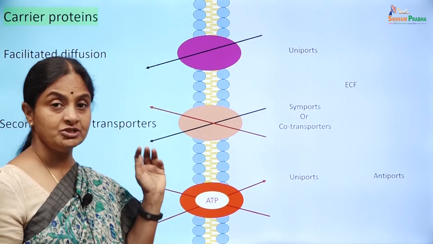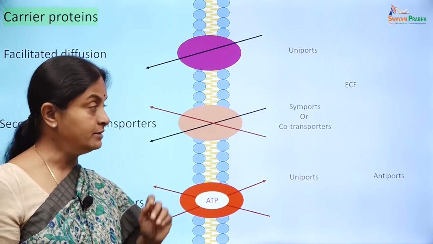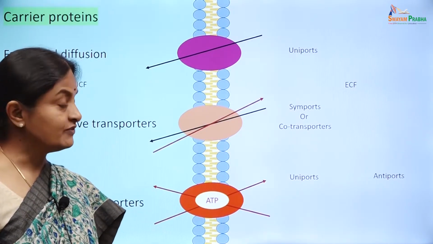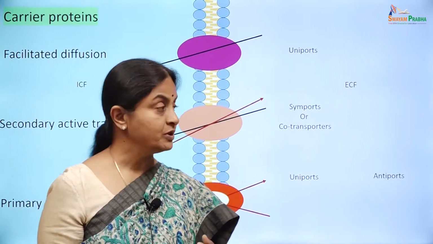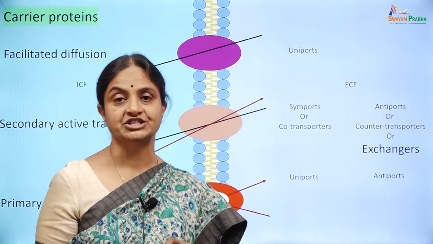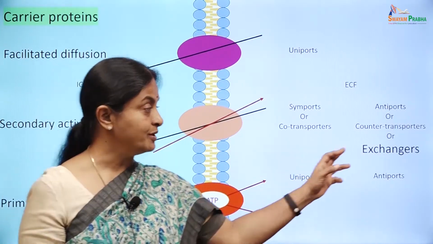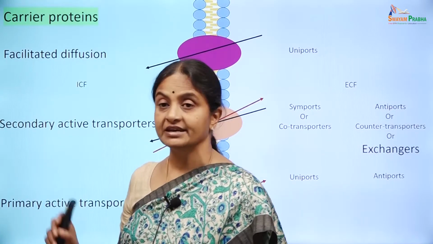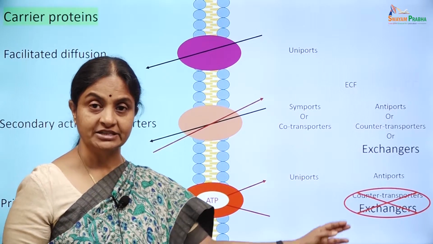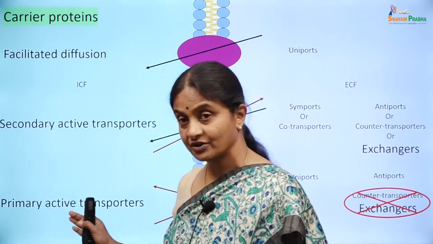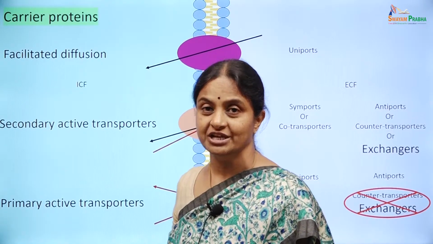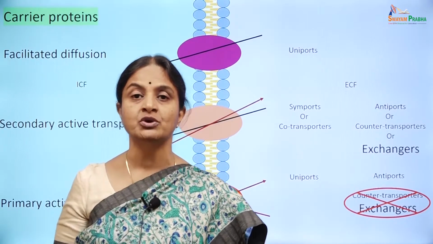So, if both the substances move in the same direction, out to in, we call them symporters or co-transporters, and if they were to move in opposite directions, we refer to them as antiporters or counter-transporters or exchangers. The preferred term would be exchangers if it is secondary active transport. So, you must be careful not to use the term exchangers for primary active transport. For example, the sodium-potassium pump, you can't call it a sodium-potassium exchanger. It is generally not referred to as an exchanger.